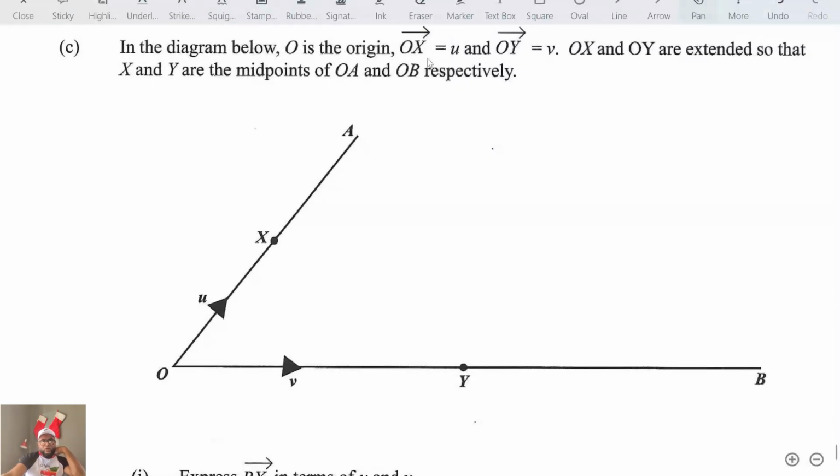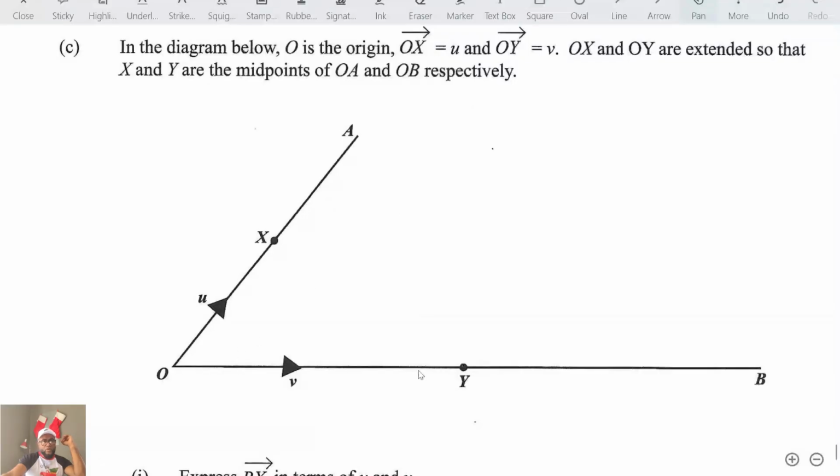In the diagram below, O is the origin. Then I said O to X is U. U is like the length, the magnitude, so the distance from O to X is U. Okay, Makeda? Yes, sir.